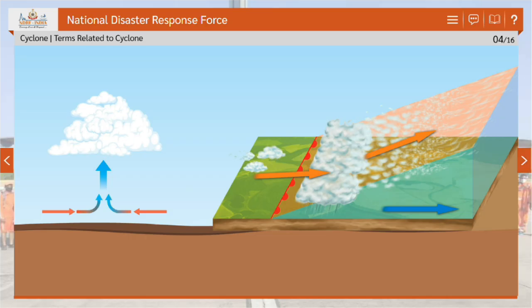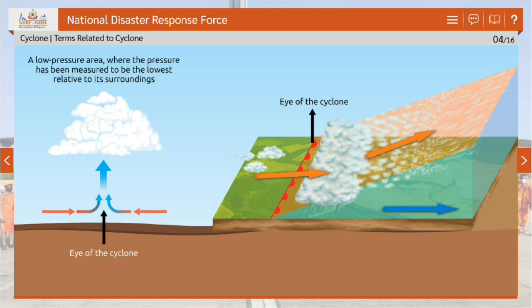The terms related to a cyclone include eye of the cyclone and front. The eye of a cyclone is a low-pressure area where the pressure has been measured to be the lowest relative to its surroundings. The boundary where the hot and cold air masses meet is called the front. Let us next learn about the various types of cyclones.